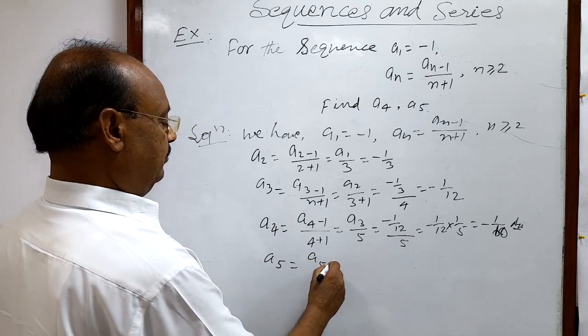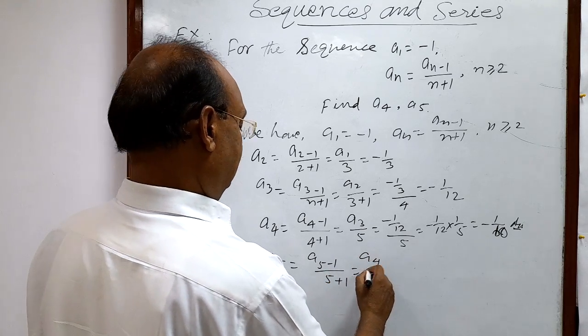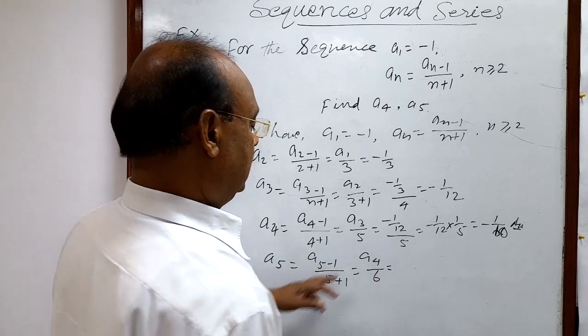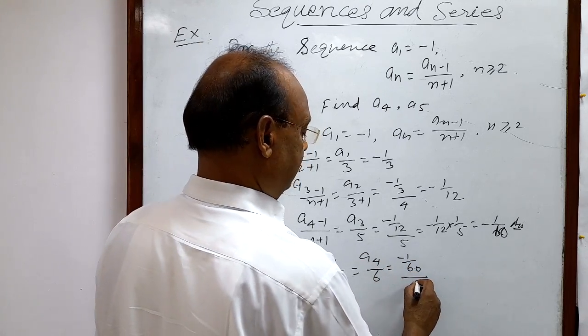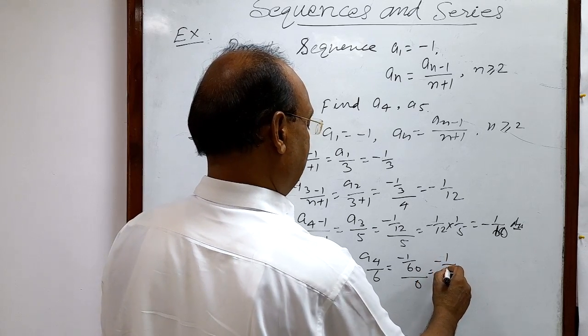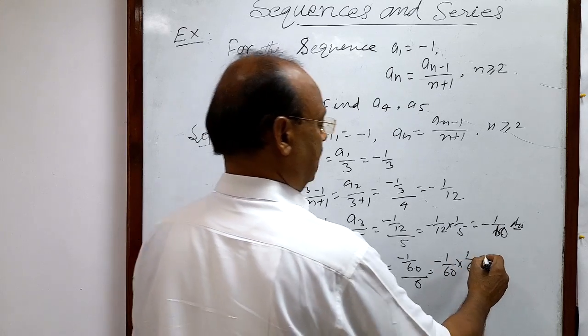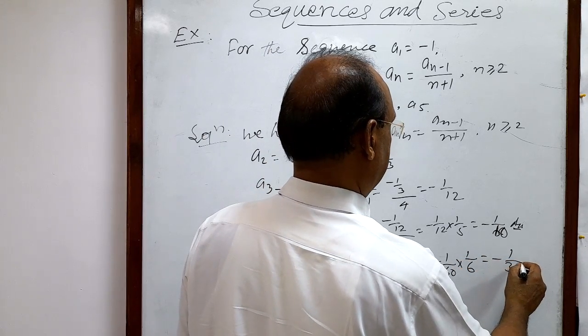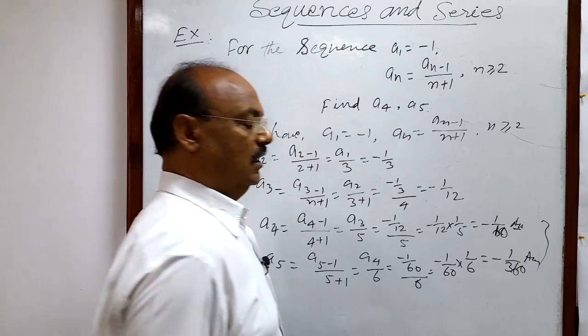Similarly we will find a5 also. So this is a(5-1) over 5+1, which is equal to a4/6, and a4 is how much? This is -1/60 whole divided by 6. This is -1/60 into 1/6, and this is equal to -1/360. So these are the answers.